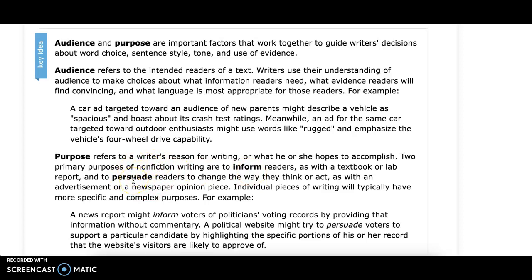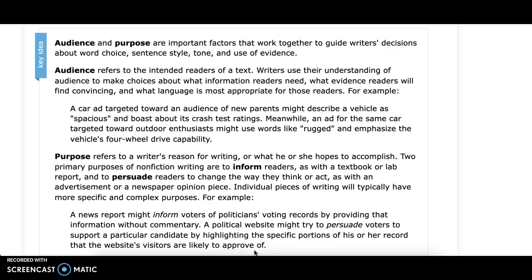Now, obviously from there, each of these two primary purposes can become much more specific within each individual piece of writing. So for example, one news report might try to inform voters of a politician's voting record. So they're informing them of a very specific thing. Or a political website might try to persuade voters to support a particular candidate by highlighting the specific portions of his or her record that the website's visitors are likely to approve of.